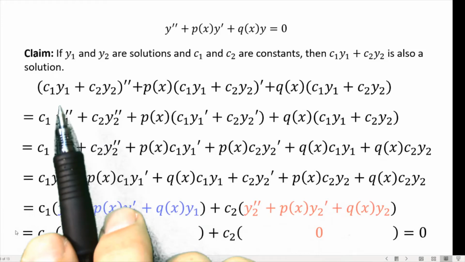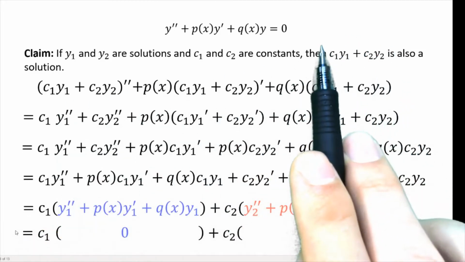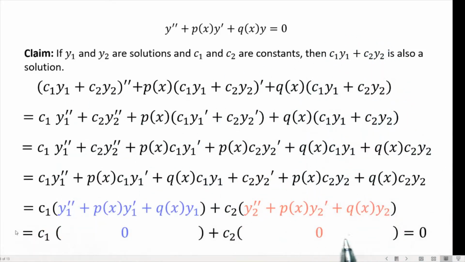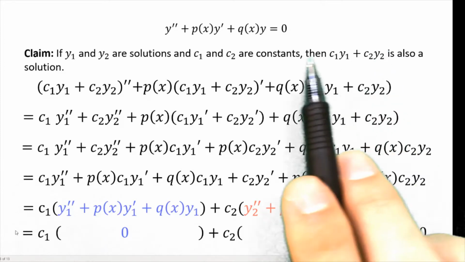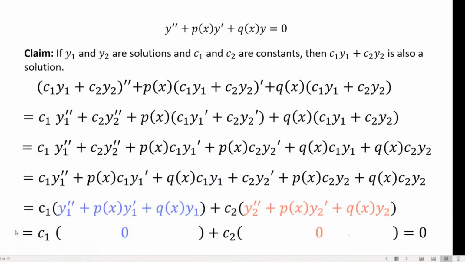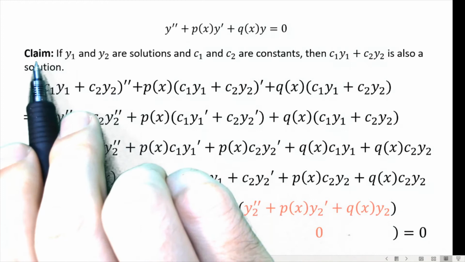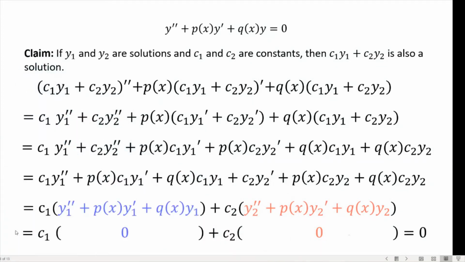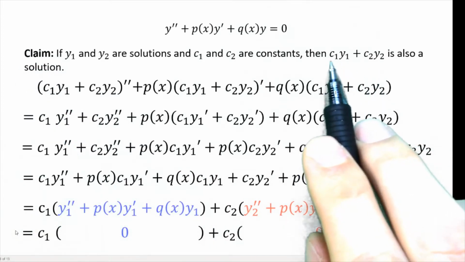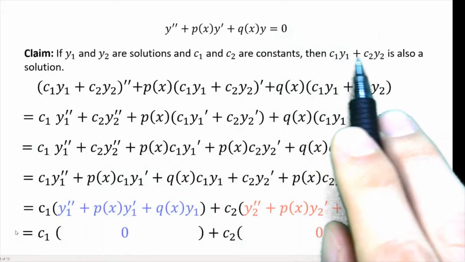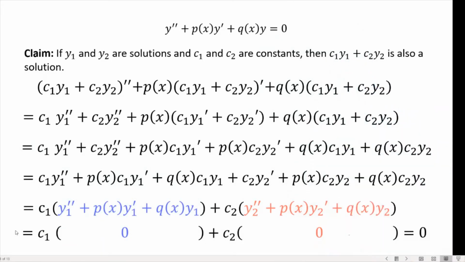So what have we shown? We showed that when you plug this into the differential equation, we get 0, which means that it is a solution. So we proved this claim: take any two solutions, and any linear combination of those solutions, no matter what constants these are, is also a solution.